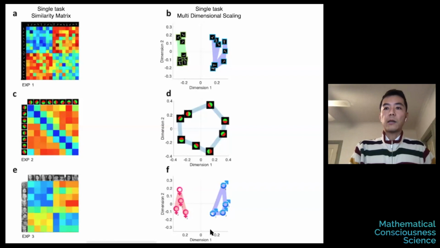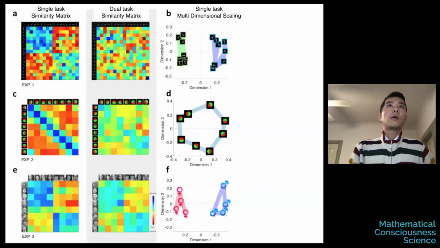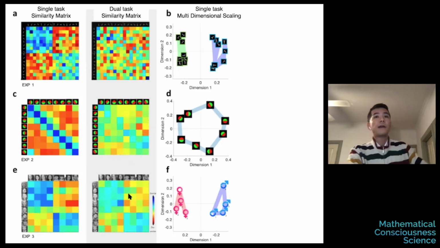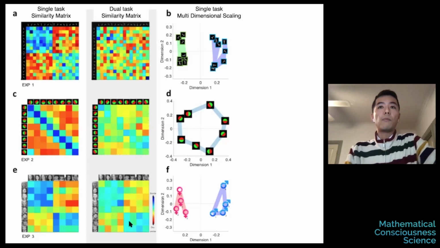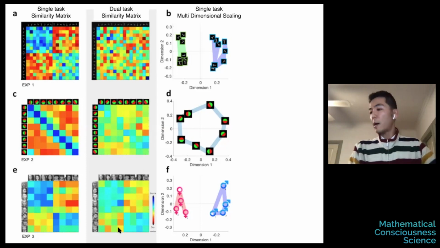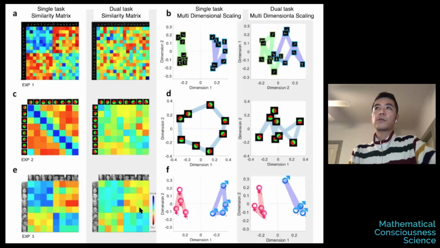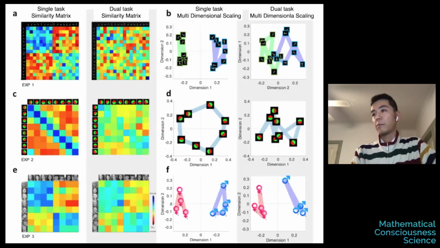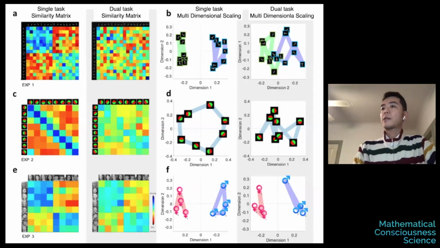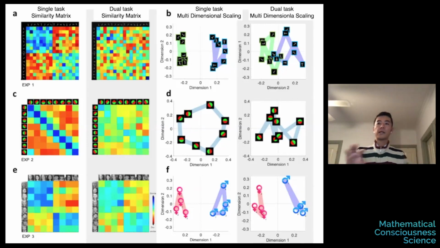And then under the dual task, which is a critical condition, the letter dissimilarity matrix collapsed quite a bit, as well as the disk similarity matrix. On the other hand, the face matrix was more or less retained. With multidimensional scaling, the letters were messed up and started to merge, and the disks are completely random now. But the faces are retained as separate.